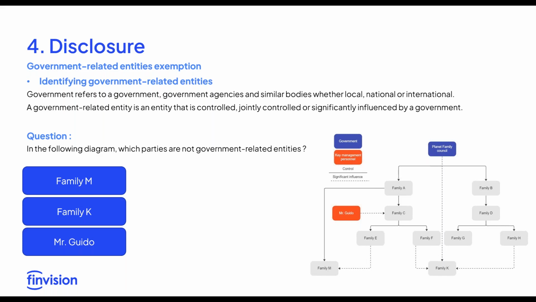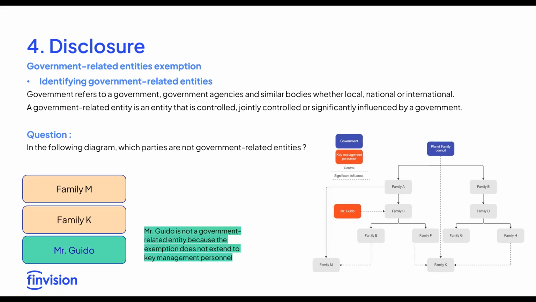Let's look here at an overview, and let's have a look at which of the following parties in the diagram, where the government is mentioned in blue, are not government-related entities. So we have family M, we have family K, and we have Mr. Guido. Looking at that, the answer is that only Mr. Guido is not a government-related entity.